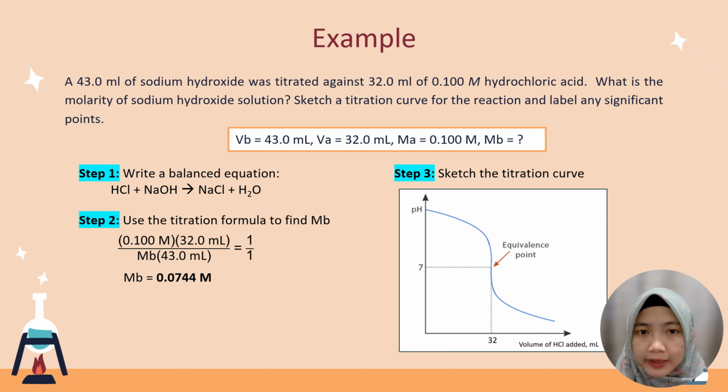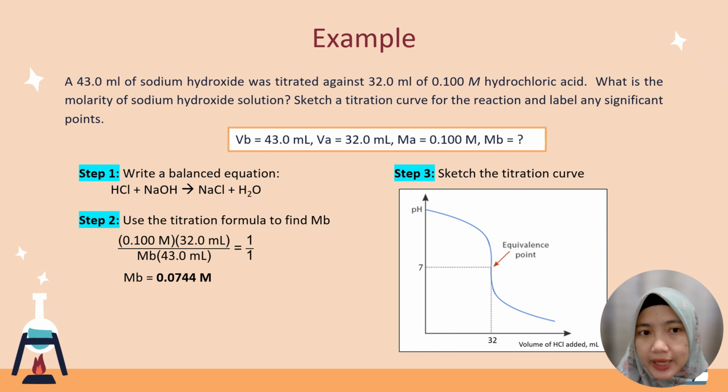Before you sketch the titration curve, you need to identify the titrant, which solution is in the burette and which solution is in the conical flask, because it will determine the shape of your titration curve. If you look again at the question, 43 ml of sodium hydroxide was titrated against 0.1 molar hydrochloric acid. This means you want to titrate NaOH, so NaOH would be placed in the conical flask. We titrate sodium hydroxide against HCl, meaning HCl is placed in the burette. HCl will be the titrant.